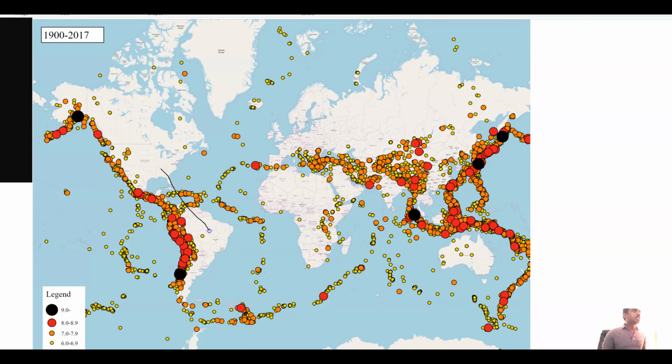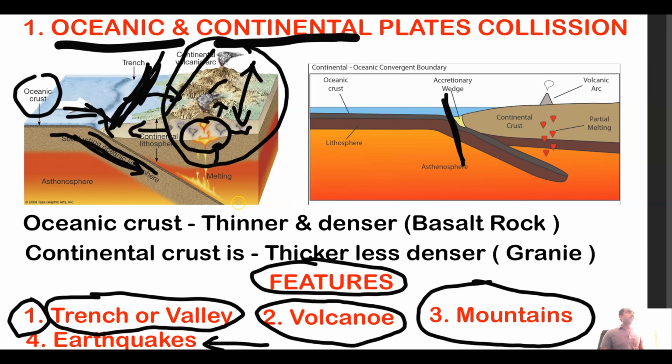If you see this earthquake map from 1900 to 2017, you will see most of the earthquakes along this border, which is a convergent plate boundary where the oceanic plate and the continental plate are colliding. And this is where we have mountains and volcanoes and earthquakes. So these are the main features that you will find at the oceanic and the continental plate collision.